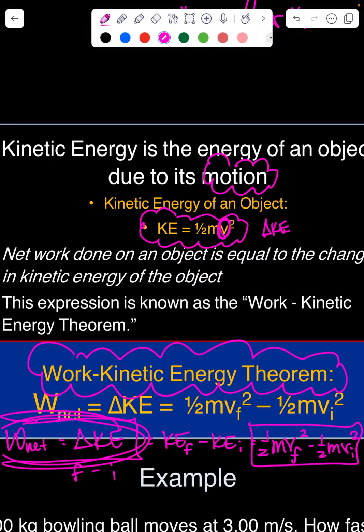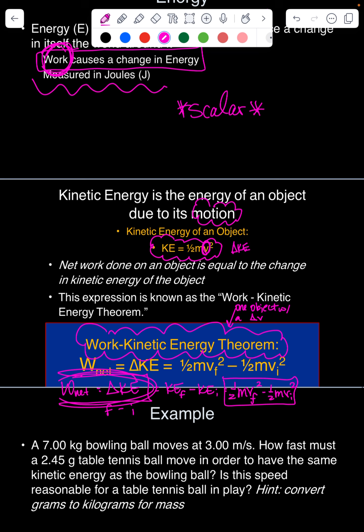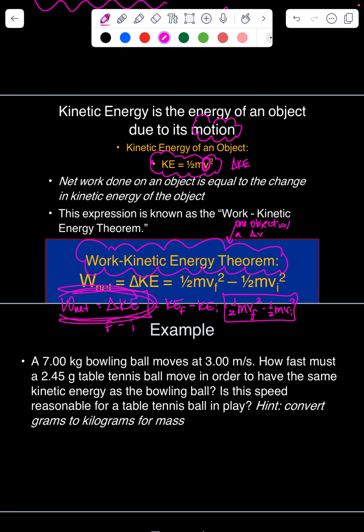The thing that we need to remember is that whenever we have a single object that changes its velocity, one object with a change in velocity, then we are going to use the work kinetic energy theorem. We have a couple of examples left to do, not too bad. So let's work on this one. We have a 7-kilogram bowling ball that moves at 3 meters per second.